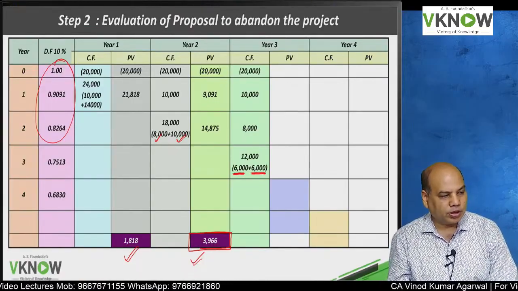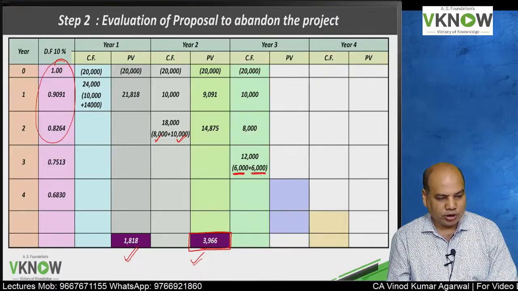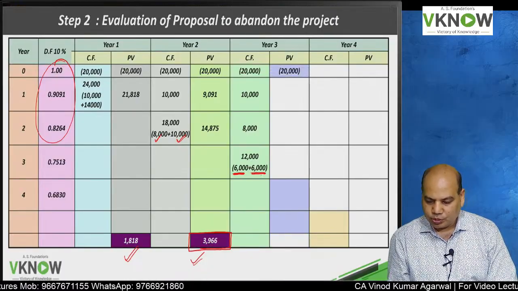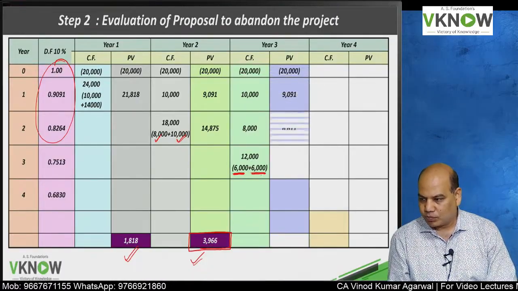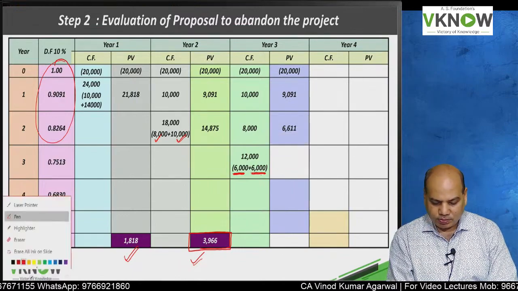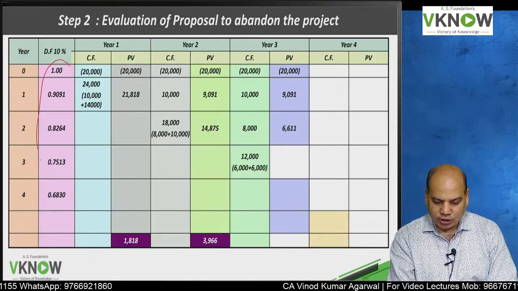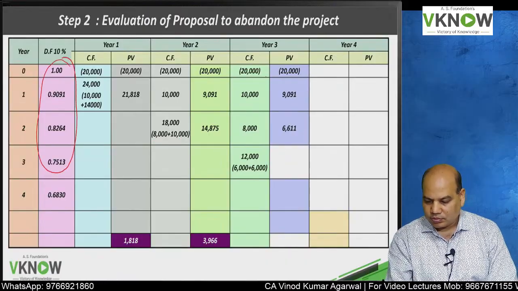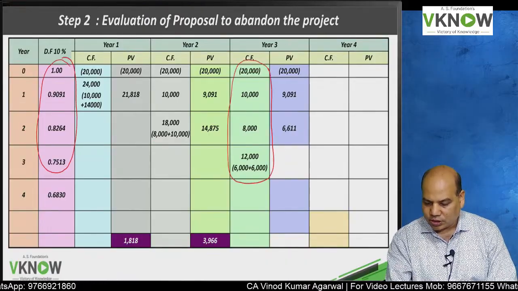Now please compute the NPV. That much you can do. Compute the NPV by multiplying by these discounting factors. Multiply cash flows and discounting factor.